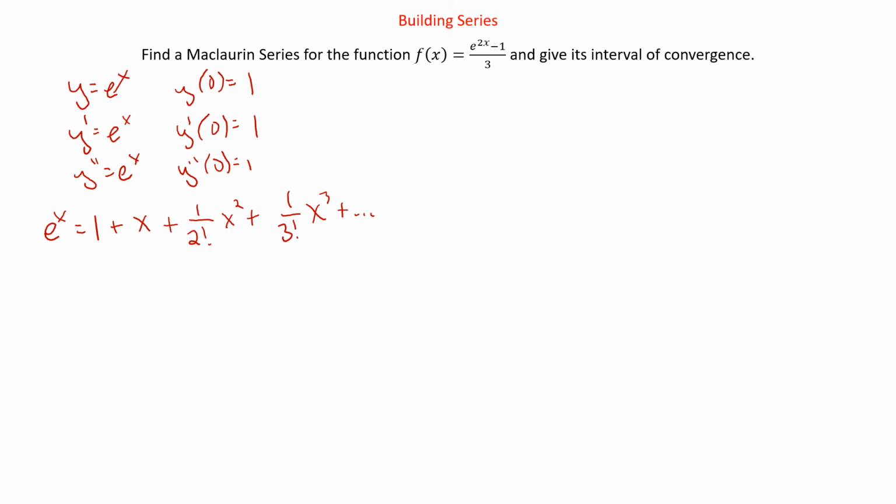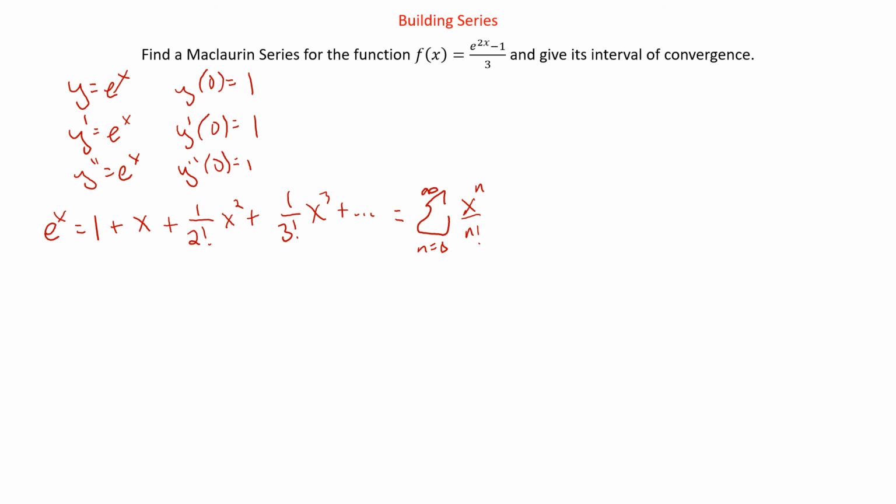We could write it as a series if we want as well, because that's going to equal the sum from n equals 0 to infinity of 1 over n factorial times x to the n. So just x to the n over n factorial. So that's e to the x.